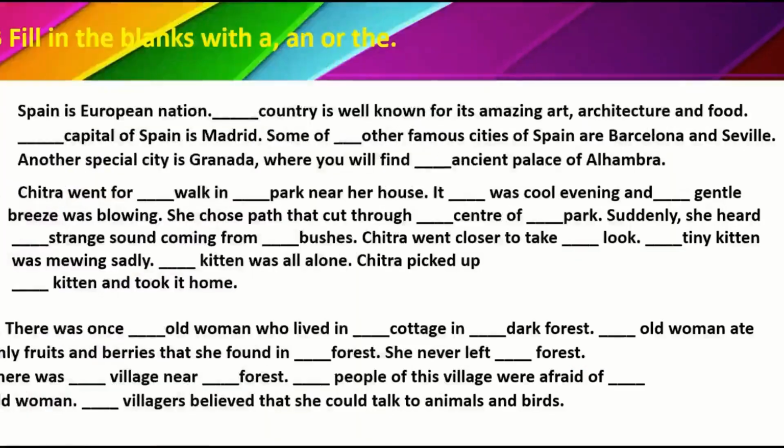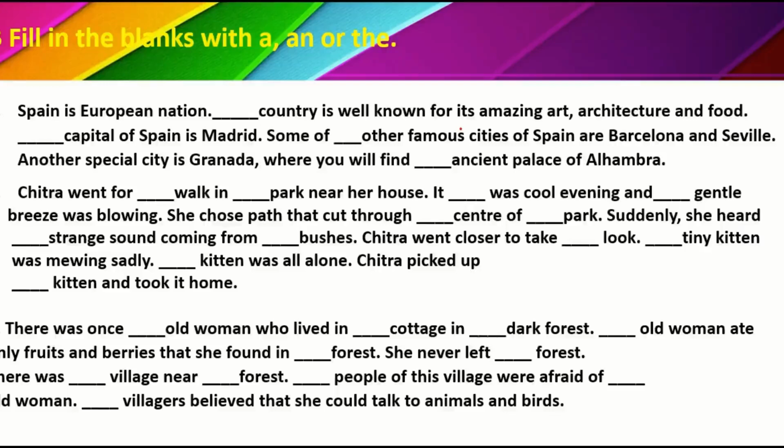Now let us look at the exercises. Section B. Fill in the blanks with a, an, or the. Now let us read the sentences. Spain is dash European nation. Dash country is well known for its amazing art, architecture, and food. Dash capital of Spain is Madrid. Some of dash other famous cities of Spain are Barcelona and Seville. Another special city is Granada, where you will find dash ancient palace of Alhambra.